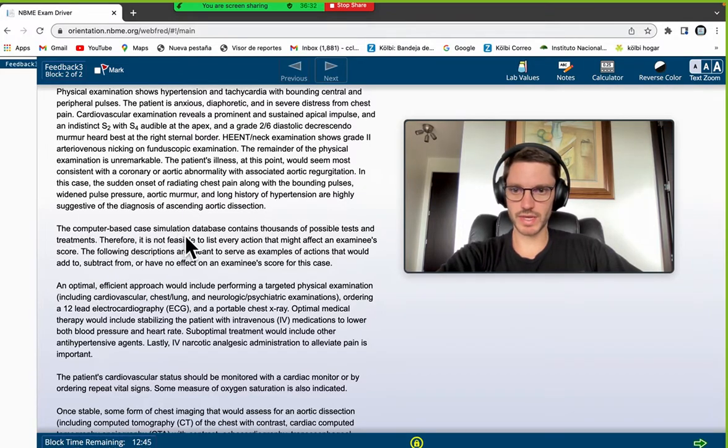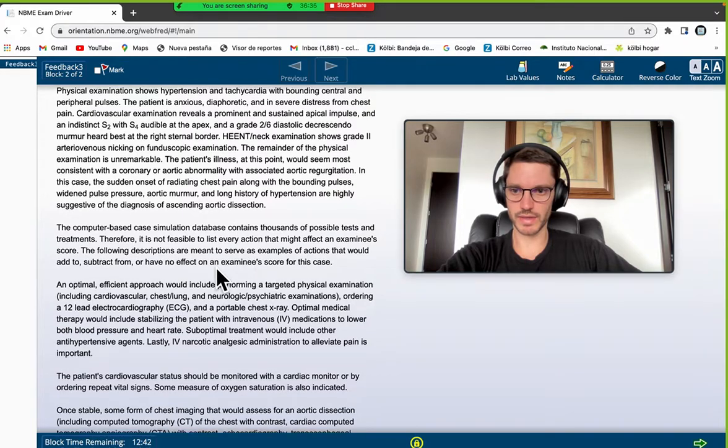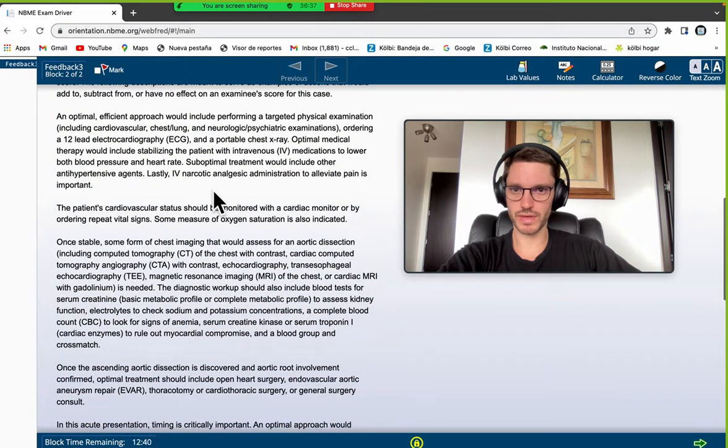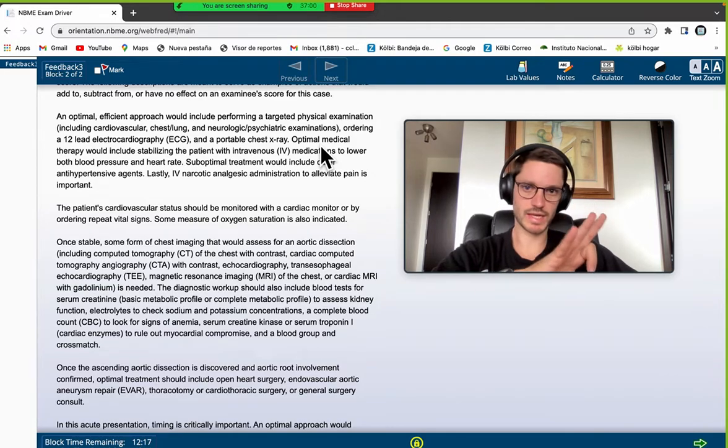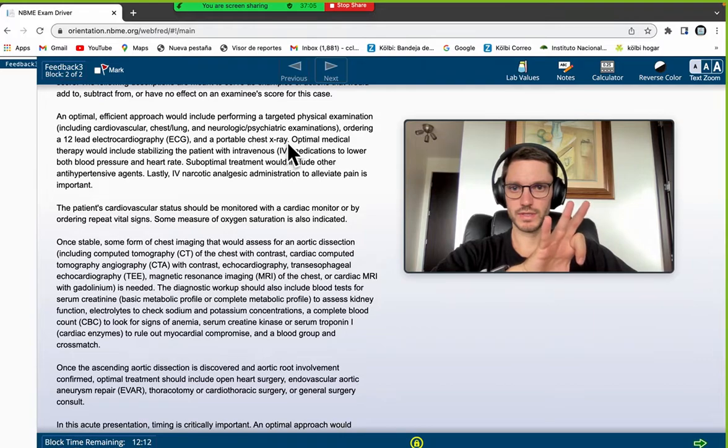The computer-based case simulation contains thousands of options. The important thing is to include what's very important, which is that an efficient approach would include performing a targeted physical examination. We did exactly this. Ordering a 12-lead EKG, we did it. Portable X-ray, we did it, wasn't the first step, we did it as the second step because we wanted to be sure it wasn't a STEMI first. So we didn't waste time asking for the X-ray.